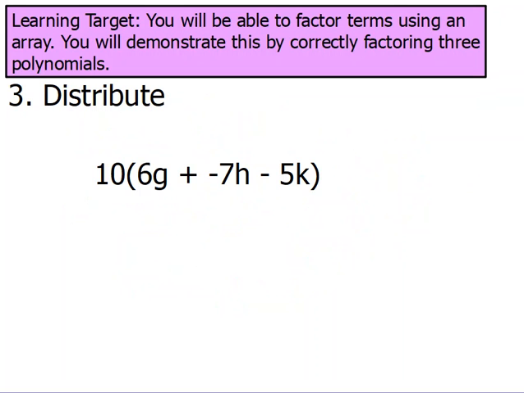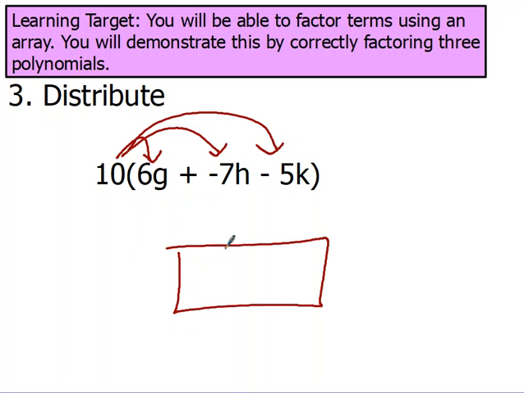Our third topic is distributing. We did this with an array, but like I said, when I grew up, I just did it with arrows multiplying those out. If you were doing an array, we would need 3 pieces for these 3 insides, the 6G, the minus 7H, and the minus 5K. And then I'd put my 10 in front. And now I'm going to multiply each thing on the top by each thing on the left.